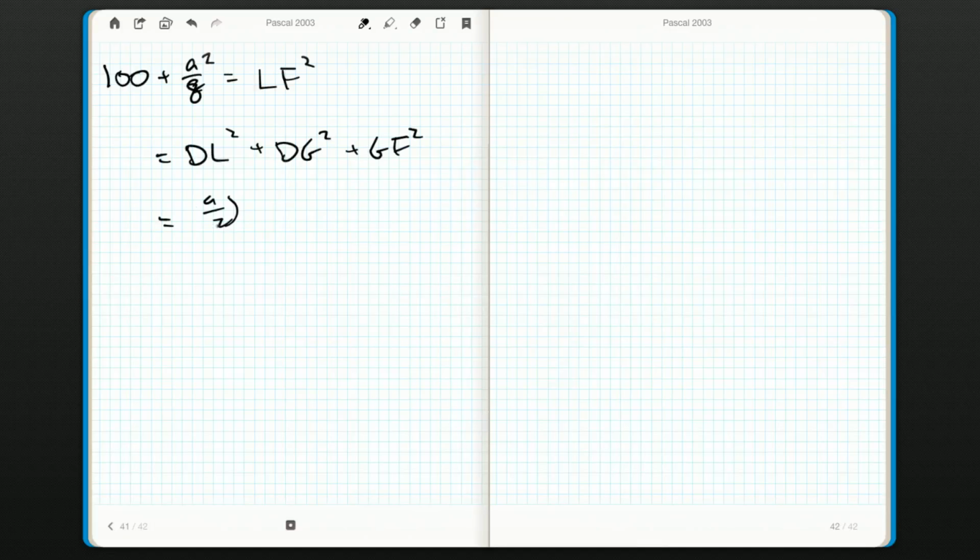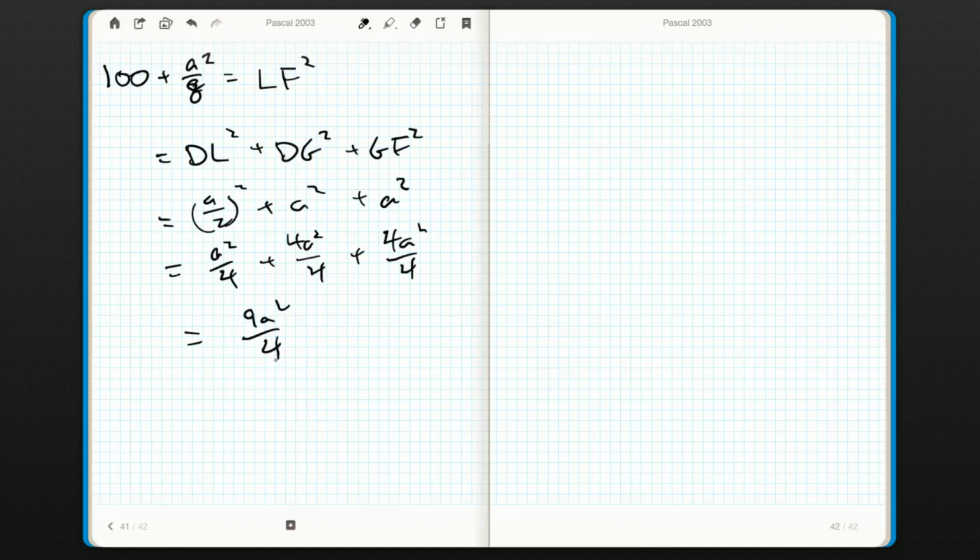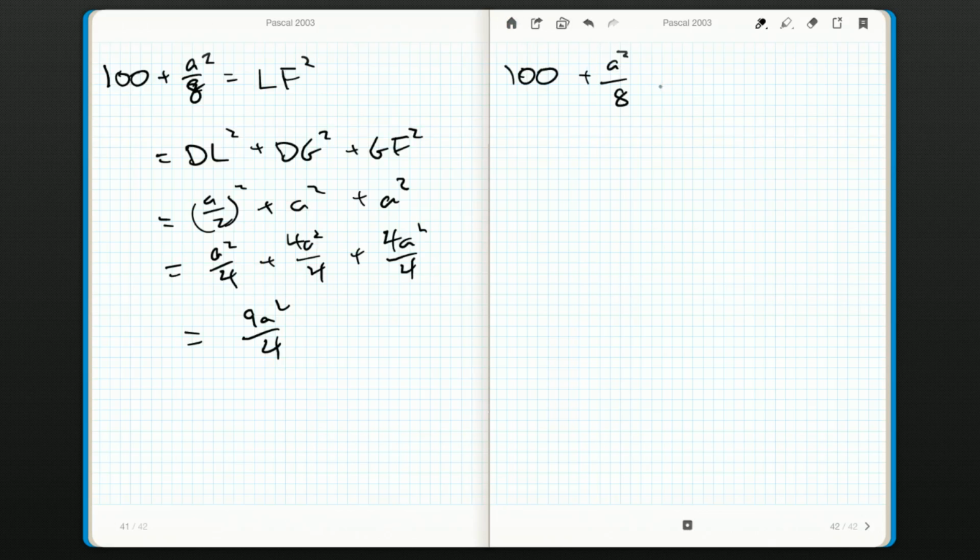And that's a over 2 all squared plus a squared plus a squared. So that's a squared over 4 plus 4a squared over 4, getting a common denominator here, and we've got 9a squared over 4. And that's the same as 100 plus a squared over 8. Okay, well, now let's just put these two together, and we should solve for a, and then we can cube it.